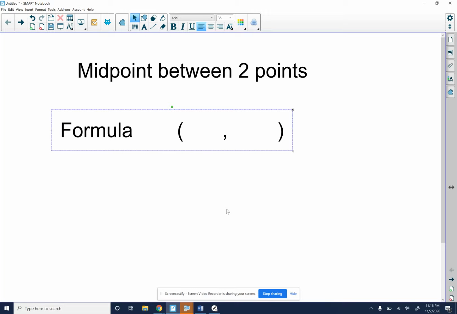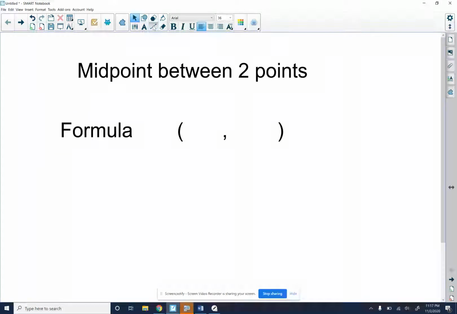Hey guys, today we're going to be learning about how to find the midpoint between 2 points that they actually give you. So there is a formula for that, and it's a very easy one. When I'm looking for the midpoint, it's just what it sounds like, the middle point between two other points.